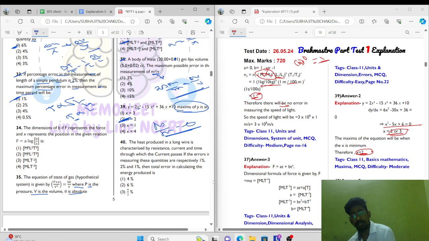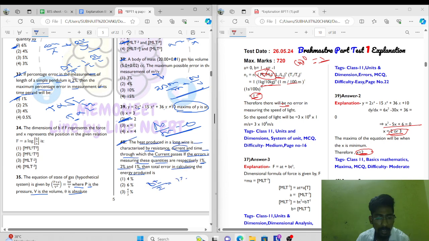Current means I, del I by I, right? It is 1%, and the time is given also, resistance also, sorry, del I by I is 2%, right? So del R by R is 1% resistance, and del T by T is also 1%. And there is an equation, I think you guys know, that is Joule's law of heating effect of current, H equals I square RT. So I square is there, so that means the del I will be multiplied by 2, so it will become 2 into 2%, means 4%, plus 1% means 5%, plus 1% means 6%.